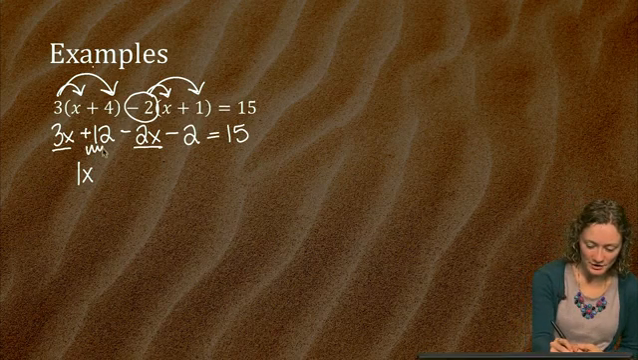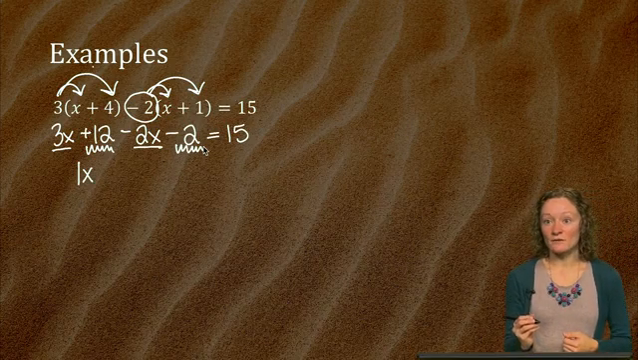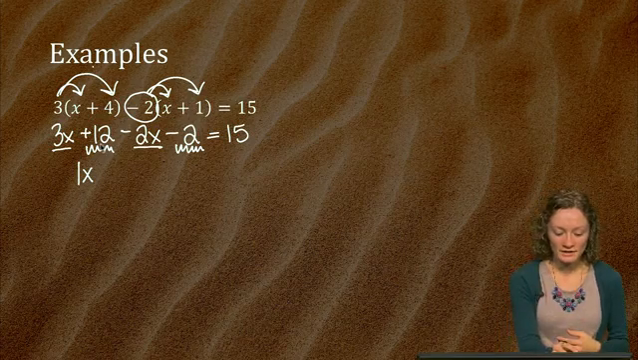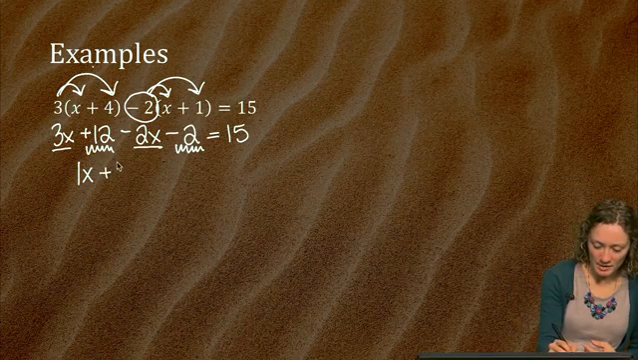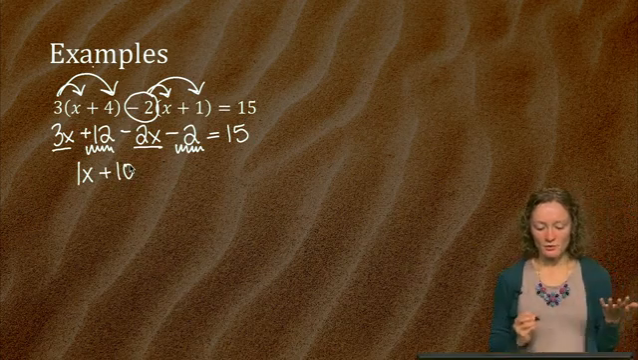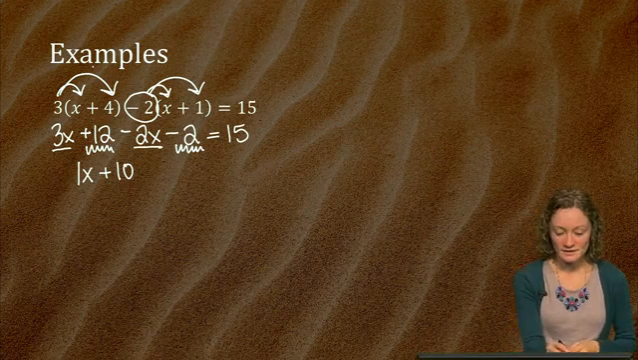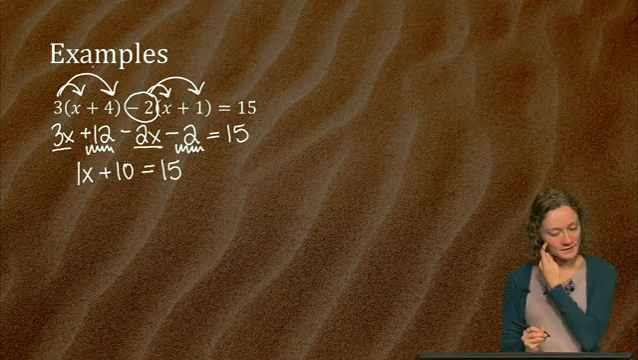We also have like terms in the numbers, positive 12, negative 2. If you combine these two together, it's sort of like having $12 and owing $2. If you have $12 and you owe $2, they'll combine together and you will still have $10. So x plus 10 equals 15.